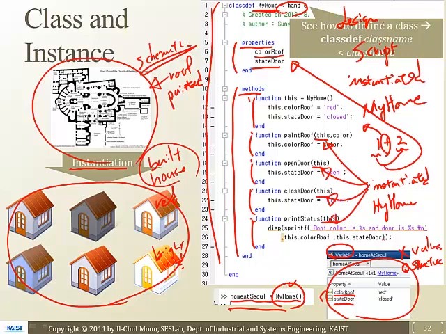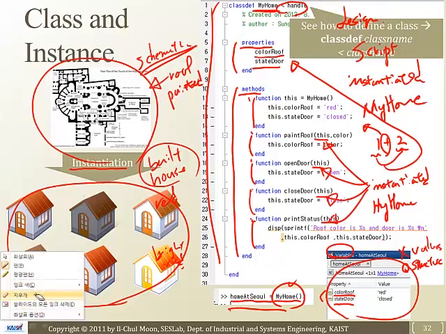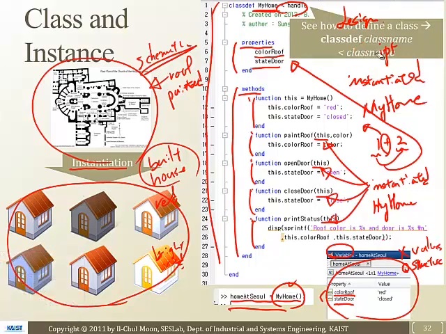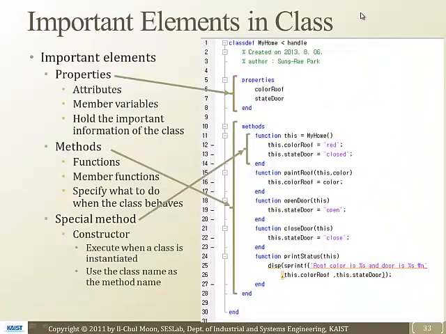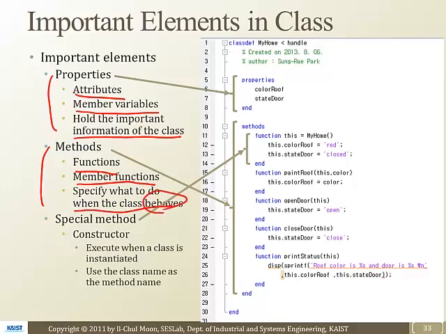Okay, so this is a small note on how to define the class names. The important parts of the class are the properties. These are called attributes, or member variables, and they hold important information of the class. The second part is called methods. These are functions, member functions, and specify how the class behaves, okay?